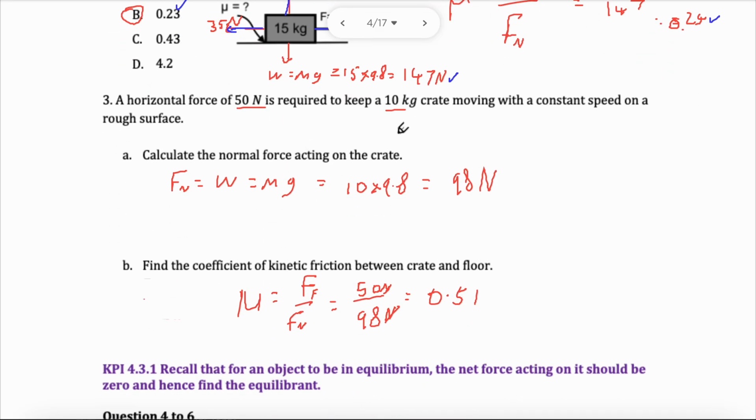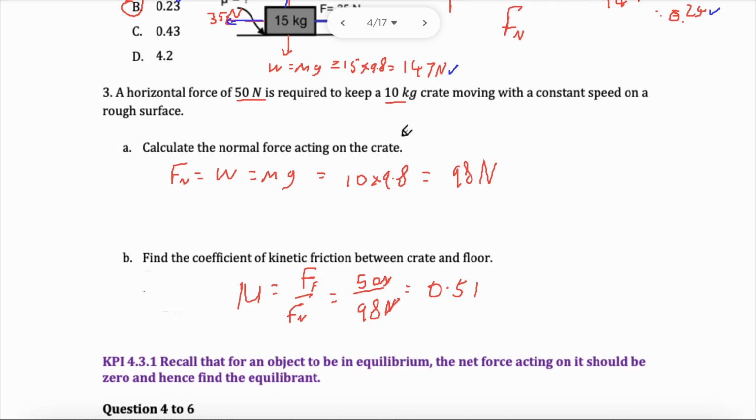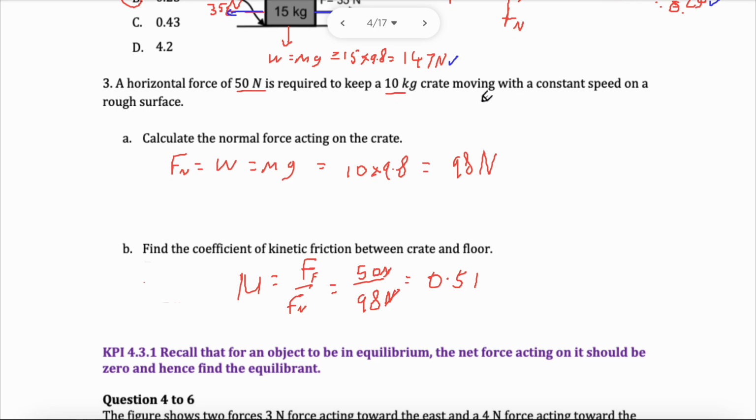All right, moving on. Let's look at the next one. Horizontal force required to keep this mass moving with a constant speed. Not the weight, the mass. Why did that take me so long? It's because it's Ramadan. It's getting to me maybe.